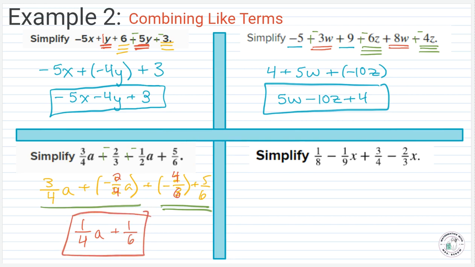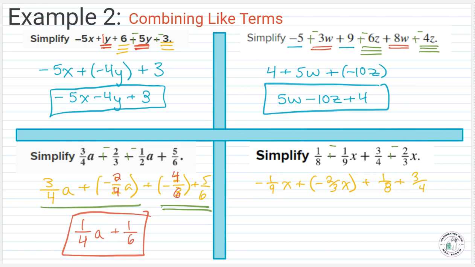And then it's going to be the same idea with the one on the right on the bottom. So simplify 1/8 minus 1/9 x plus 3/4 minus 2/3 x. Again, taking a moment to write this as plus -1/9 x plus -2/3 x. So again, we hopefully won't forget those negative signs. Just like the previous example, I'm going to go ahead and rewrite this. You do not have to do this, but I'm going to rewrite this so that my like terms are right next to each other. So I'll have -1/9 x plus -2/3 x. Again, those are my like terms. Then I also have this 1/8 and the 3/4 that are another set of like terms.